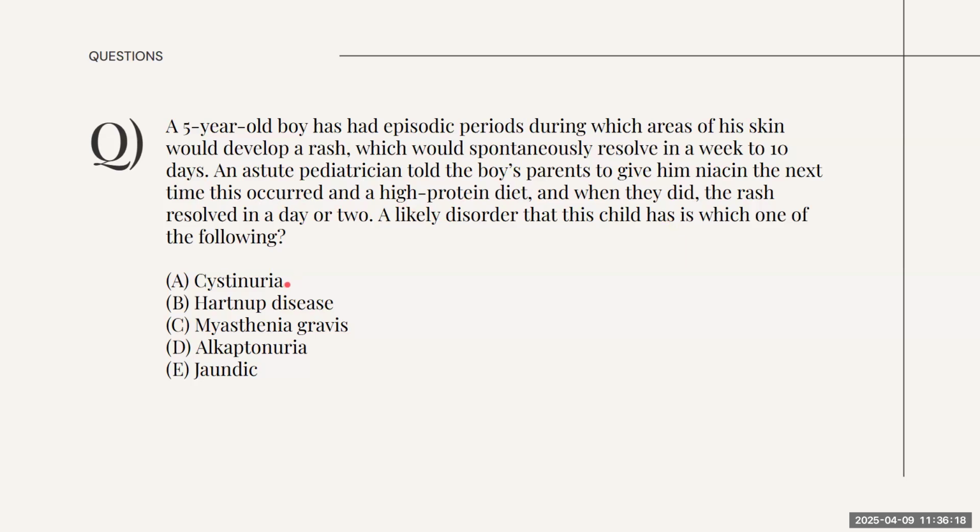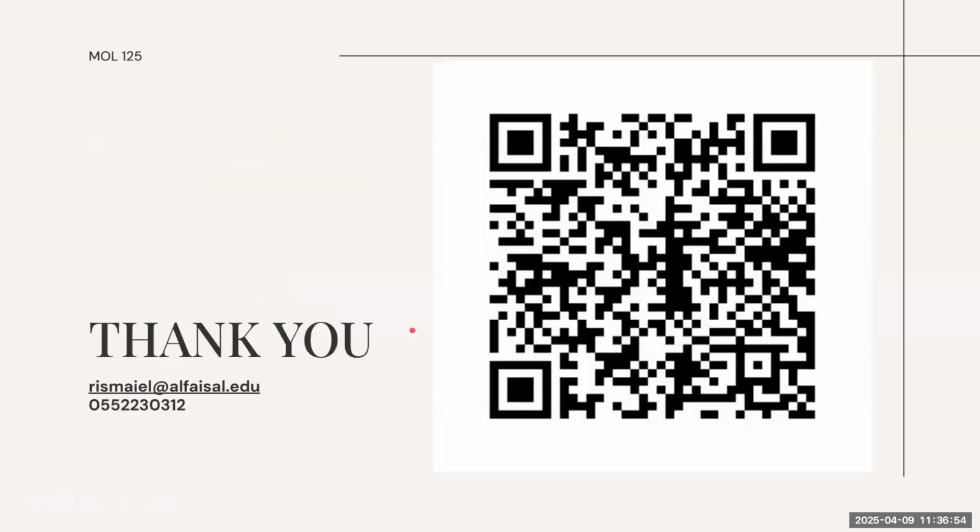Cystinuria. Highly unlikely, because this is not a urine problem, this is a skin problem. Hartnup disease, definitely. Myasthenia gravis is an autoimmune response against the receptors in the synaptic cleft. Alkaptonuria and jaundice. Jaundice, not really, because the patient didn't present with yellow eyes or yellow skin. Alkaptonuria, it's a disease in the breakdown of specific amino acids. It's not the correct choice. It's B, Hartnup disease. That's it for this session.